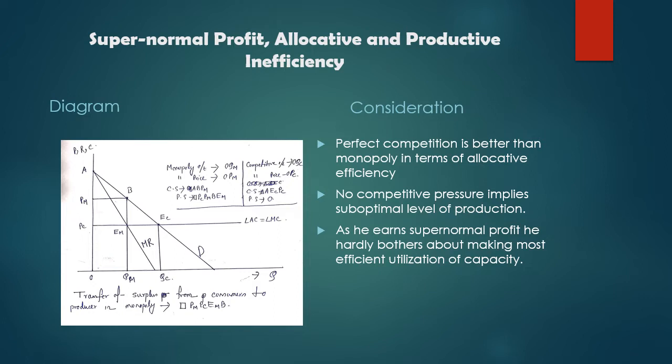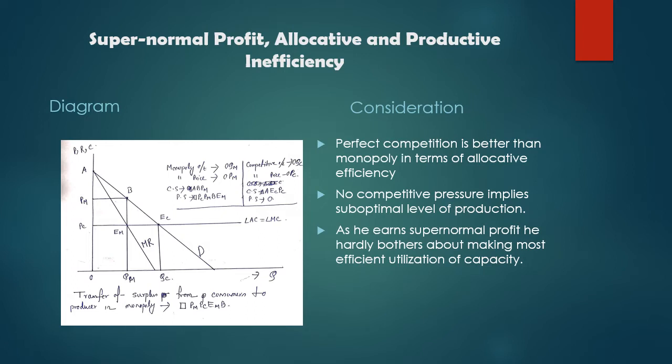What about the total revenue or total cost, the total expenditure of the consumers? So this will be OQC multiplied by OPC, the area of the rectangle OPCEC. So this triangle AECPC will represent the consumer surplus under perfect competition.